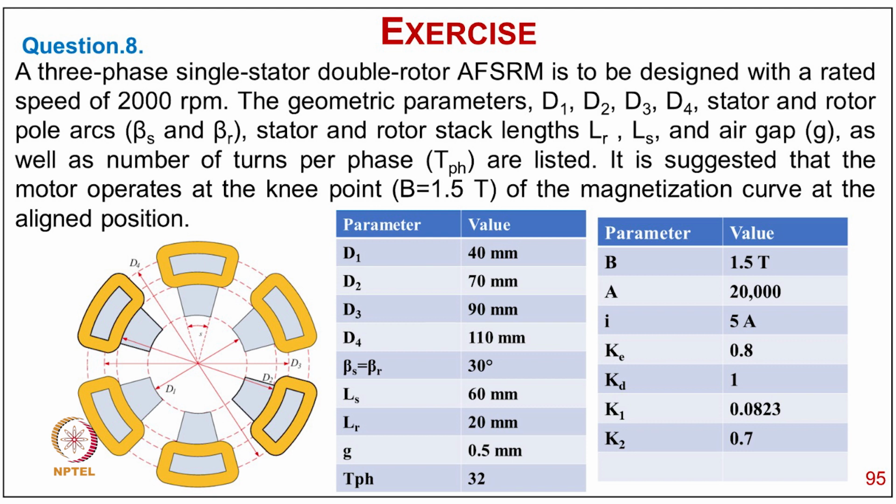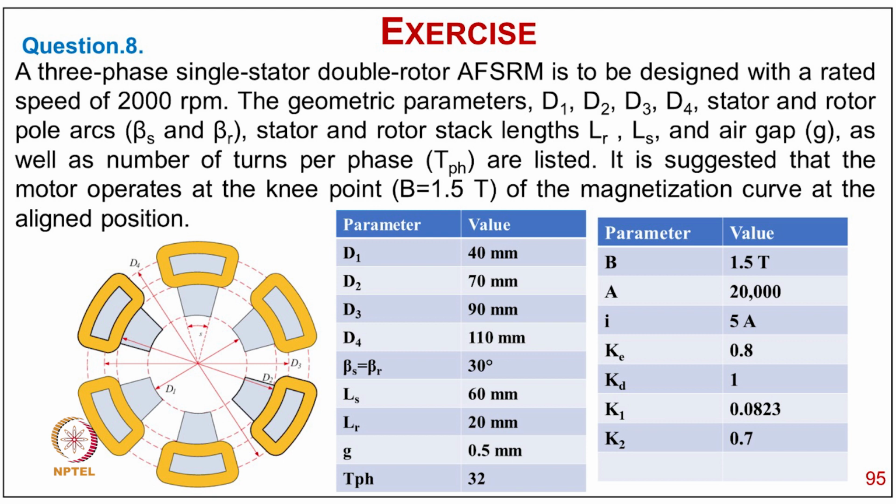Now question 8: a three-phase single-stator double-rotor axial flux machine is to be designed with a rated speed of 2000 rpm. Geometric parameters d1, d2, d3, d4, and the stator and rotor pole arcs beta s and beta r, the stator and rotor stack lengths ls and lr, the air gap g, and the number of turns are listed. It is suggested that the motor operates at the knee point, B equal to 1.5 Tesla of the magnetization curve, at the aligned position.